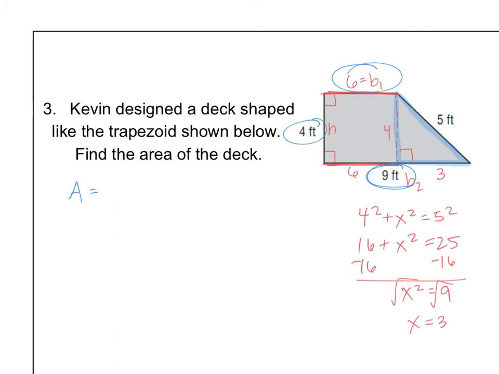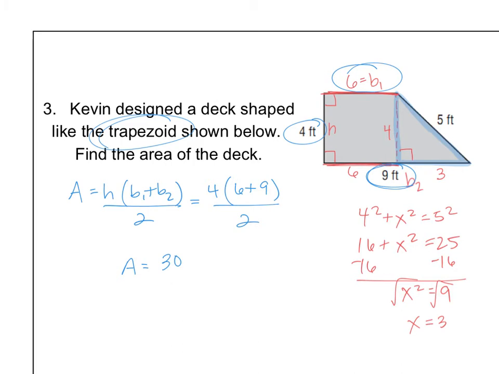So for a trapezoid, which it tells us it is a trapezoid, we're going to do height times base 1 plus base 2, divide by 2. The height was 4. The bases are 6 and 9, and then divide by 2. Go ahead and type it in. If you do it correctly, it should be 30, and the label would be feet squared.